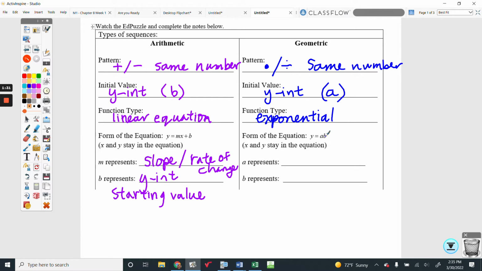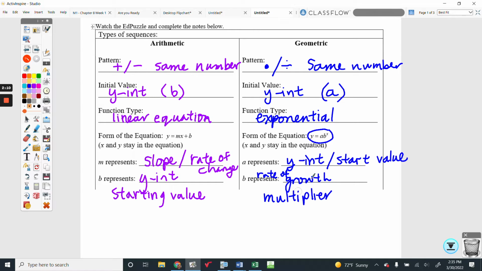Now, the other day in math, we discussed this equation. We figured out what everything was. Let's remind you that a represents the y-intercept or the starting value. And b represents our growth rate, or multiplier. That's the word I want.